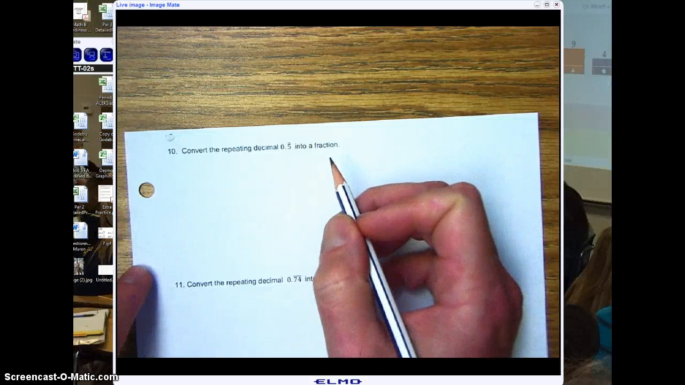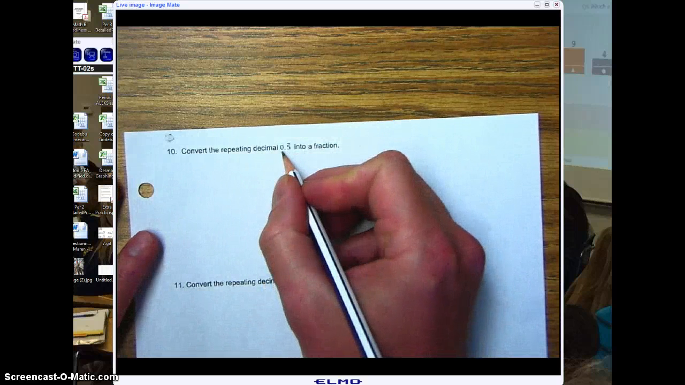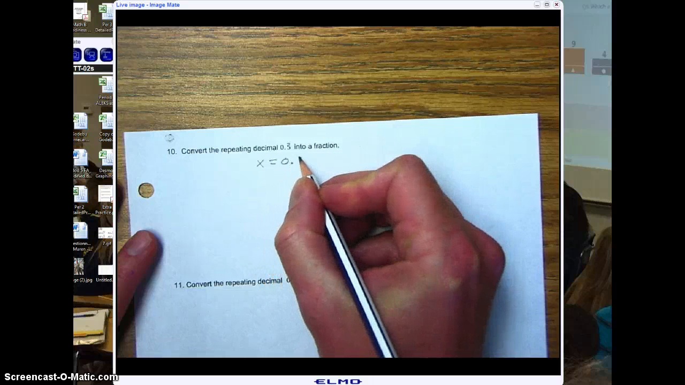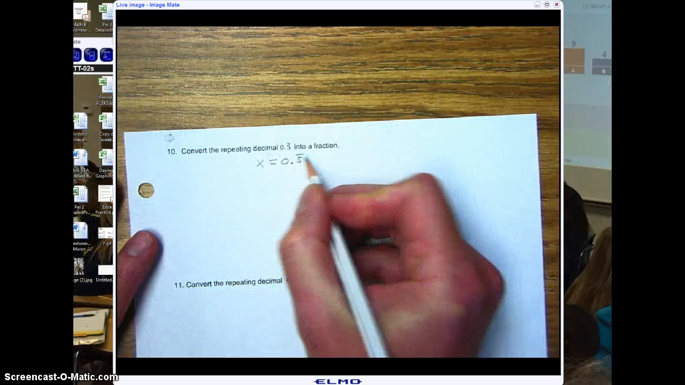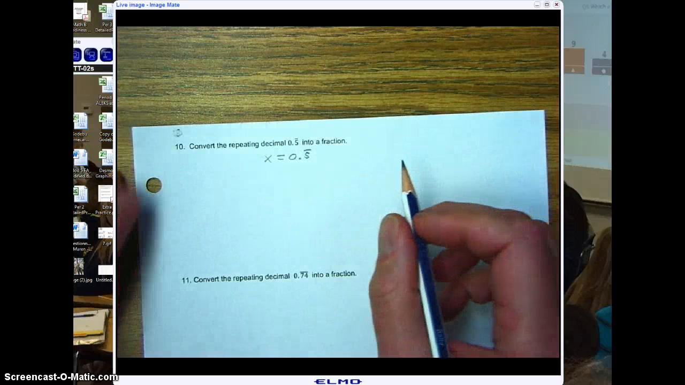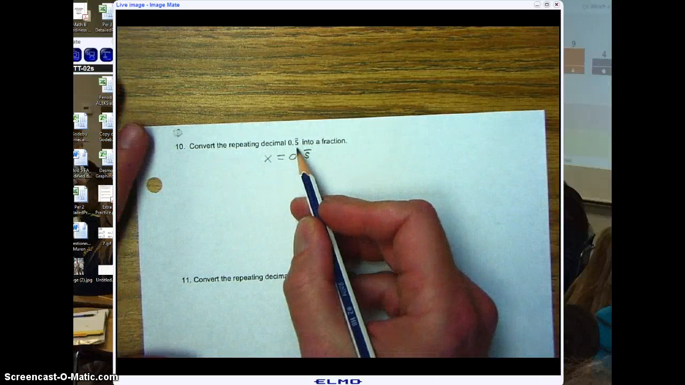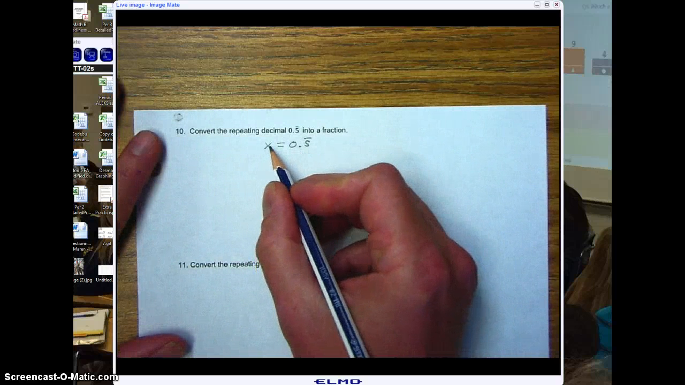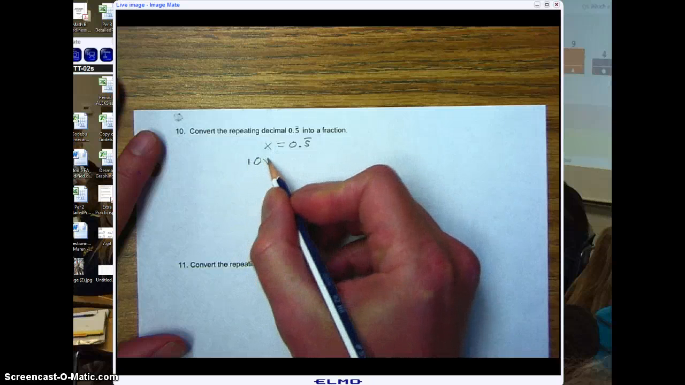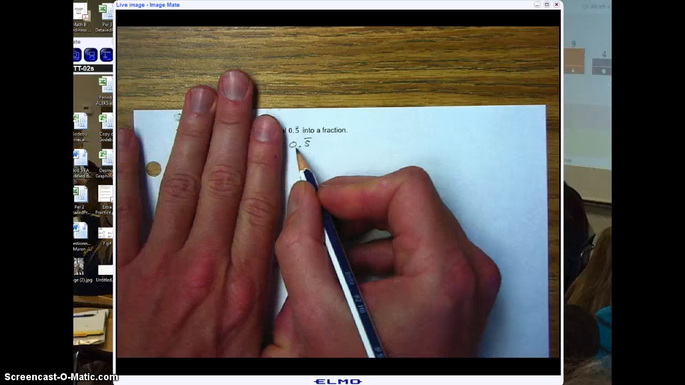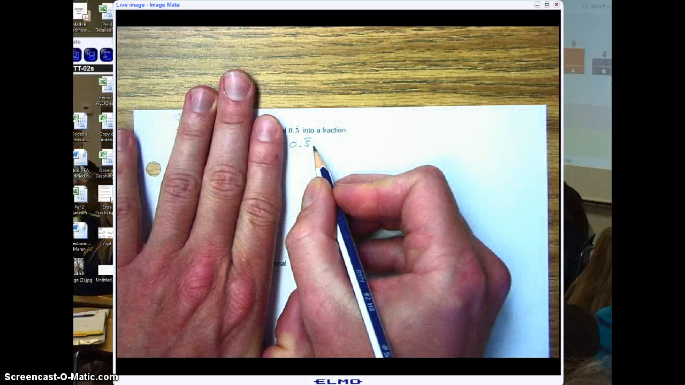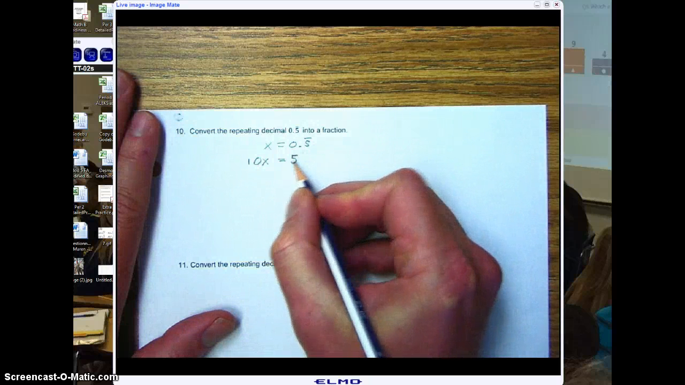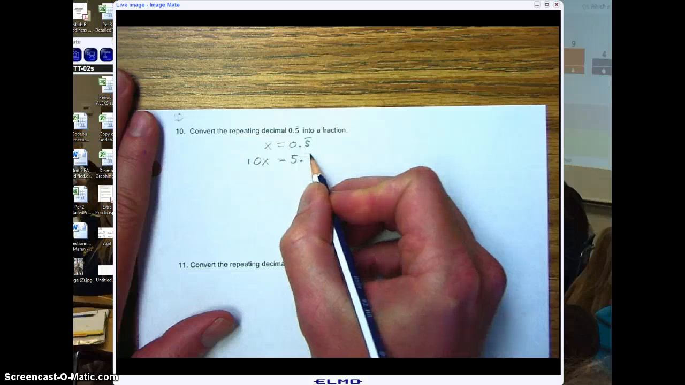So the first thing you need to know is that if we call this a variable, if I just set this equal to x, if x equals 0.5 repeating, you're going to see why in a moment. I'm going to create another equation that has something to do with this equation so we can use it to solve. So what if I multiply this by 10? Of course, that would end up being 10x. And if I multiply a decimal by 10, all that does is move that over one place. So what do you end up with? Well, if I just move that over one place, it becomes 5, and then this still repeats, so it's 5.5 repeating.